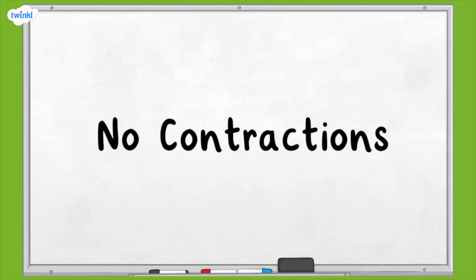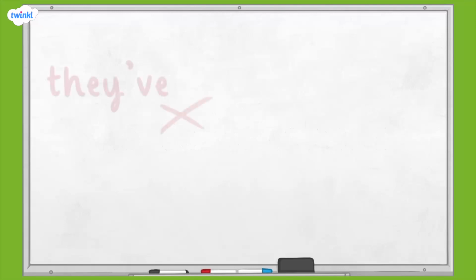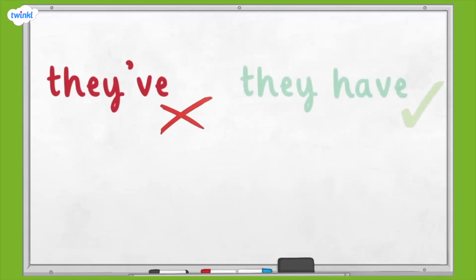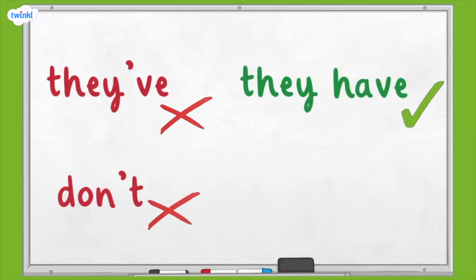In formal language, you should not use contractions. Contractions are two or more words joined together in a shortened form with an apostrophe. For example, instead of they've, you should use they have. Instead of don't, you should use do not.